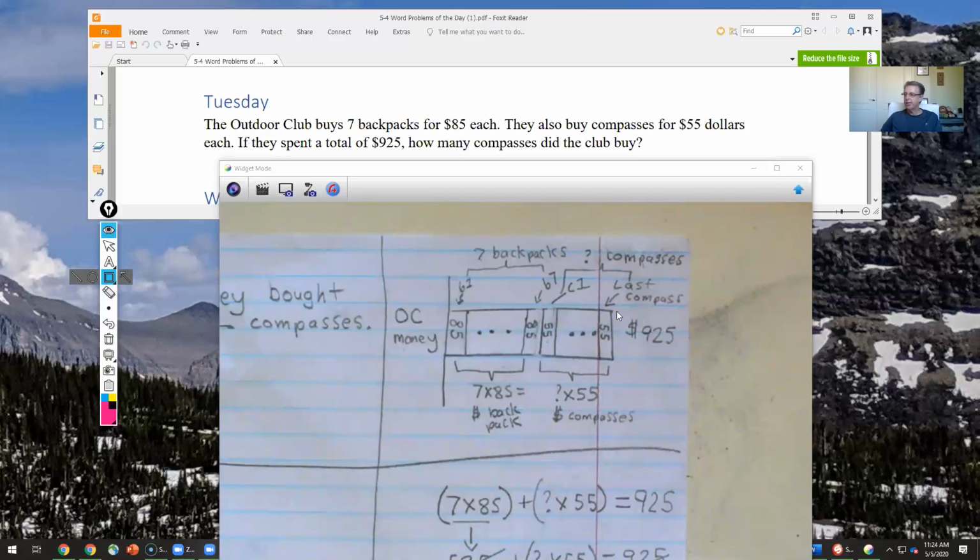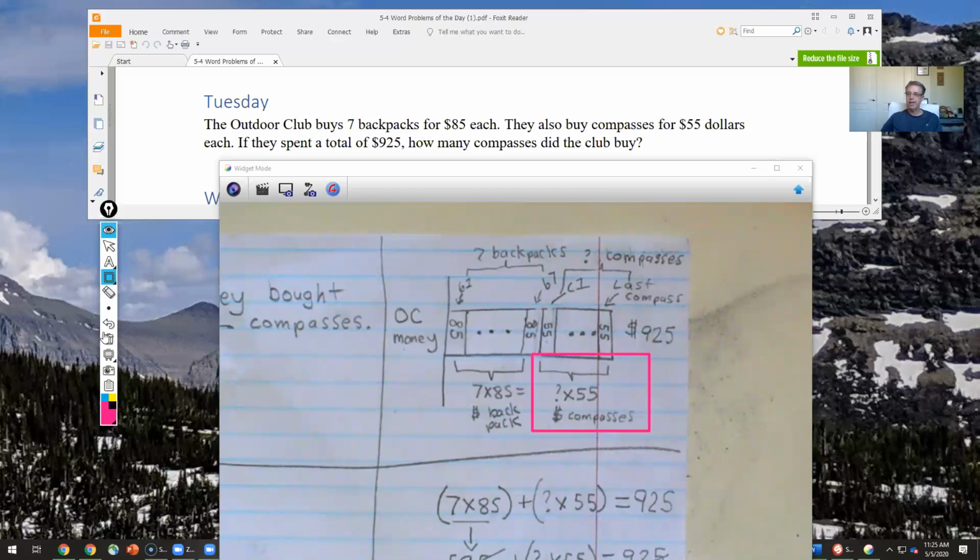We know that they're going to be buying at least one, and let me just erase that. We know they're buying at least one of them for $55. I went ahead and I put 3 dots to show that we don't know the number of spaces we should be drawing, but we do know there's going to be a last compass, and that's also going to be $55. At the very end of my unit bar, I put $925 to show the total amount that the Outdoor Club spent. And then I also added one more thing here. I had a little bracket, and I said that question mark times 55, which is the total number of compasses, is going to equal the amount of money that they spent on compasses.